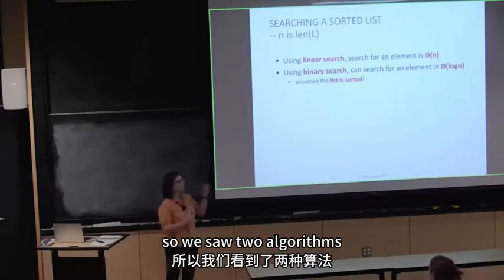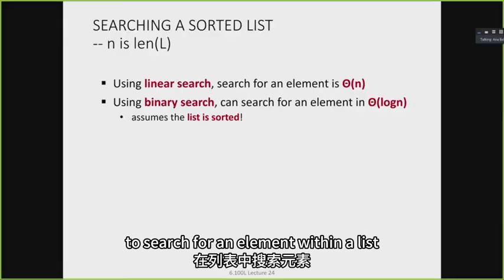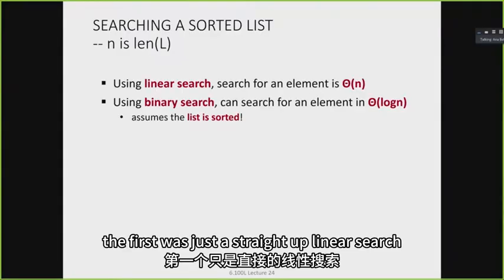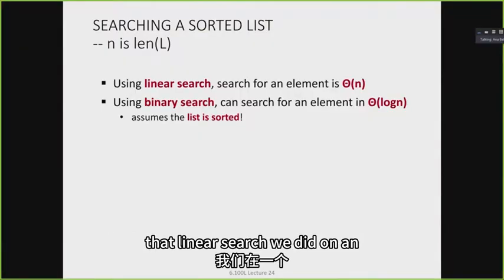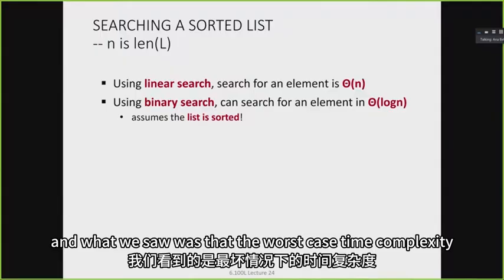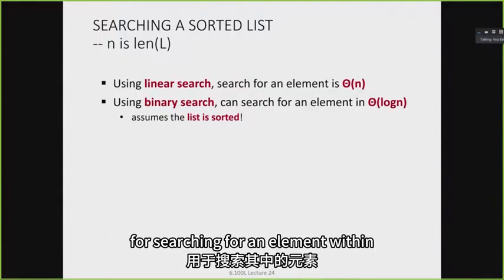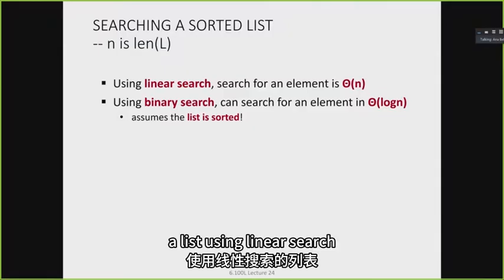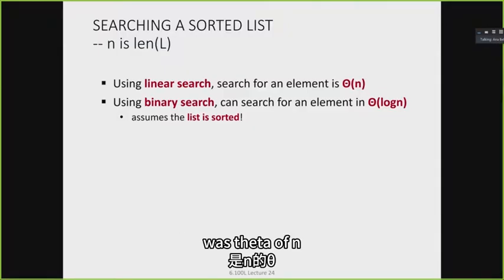So we saw two algorithms to search for an element within a list. The first was just a straight-up linear search. That linear search we did on an unsorted list, and we also did it on a sorted list. And what we saw was that the worst-case time complexity for searching for an element within a list using linear search was theta of n. That's the best that we could do.